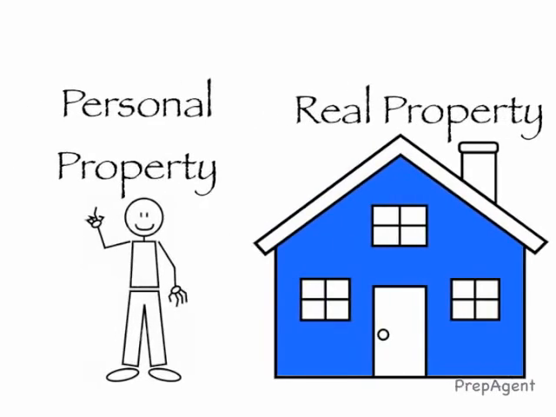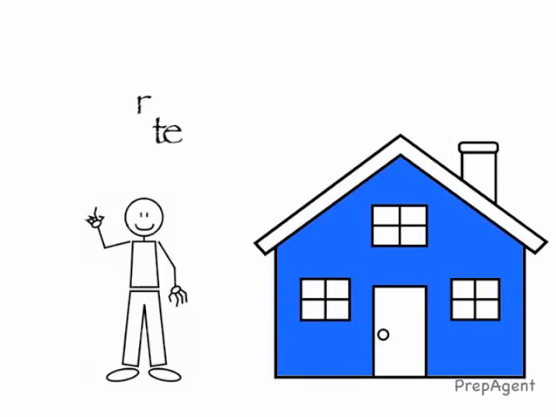One of the ways to remember the difference between personal property and real property is that personal property goes with a person, and real property goes with a real estate. A fixture is personal property that becomes real property, meaning that it was something that went with the person, but for reasons of its association with the property, it now goes with the real estate that is being sold.